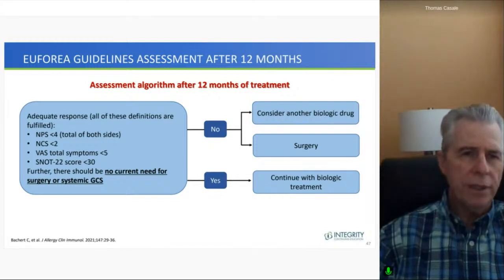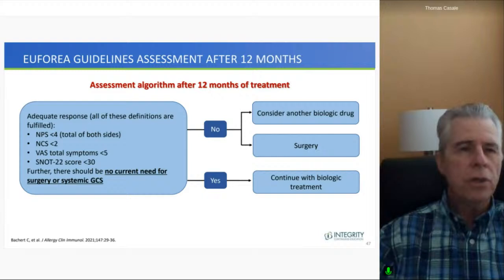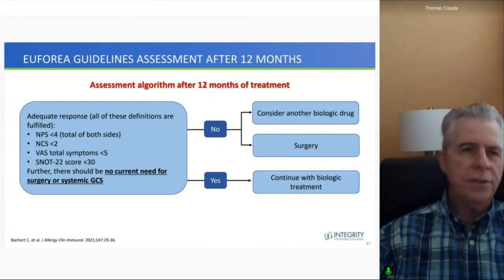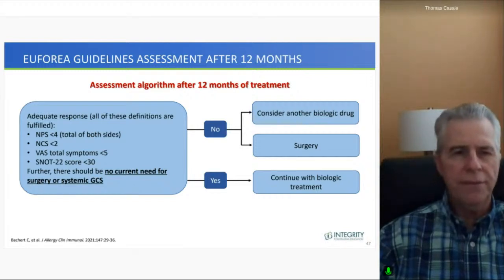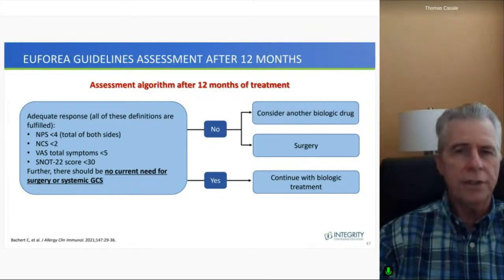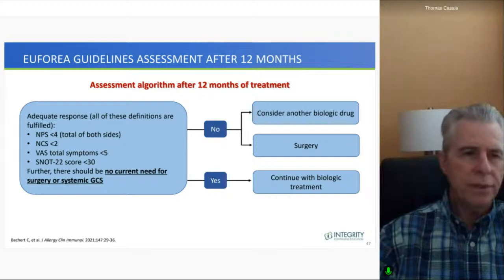After 12 months, you look again to see whether or not these criteria are improved. And again, all of these definitions should be fulfilled. If they're not, then either talk to the patient and consider if they're satisfied, maybe just continue with the biologic. If they're not, then consider switching or surgery.